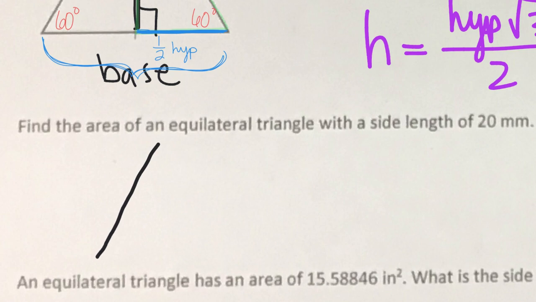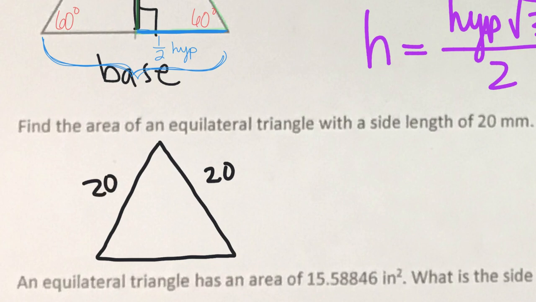So let's see how good I can draw an equilateral triangle. Not very good. So 20 and 20 and 20, right? All sides are 20, with a 60-degree angle. It's not necessary to draw your 60s, but just for fun. There we go. Okay, so we're going to call the bottom side your base. So this is your base. 1/2 of base, so 1/2 of 20. And now we're going to calculate the height.